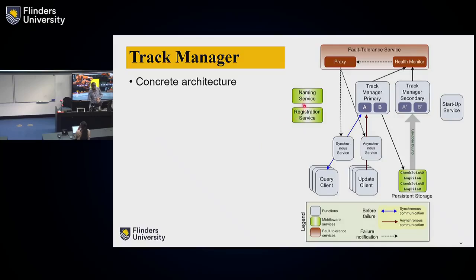Registration service, naming service. Whenever a new client comes into the system, it needs to be registered. Requests go to the naming service in order to identify what IP address and at what port the request needs to be made. So those are implementation related constraints.